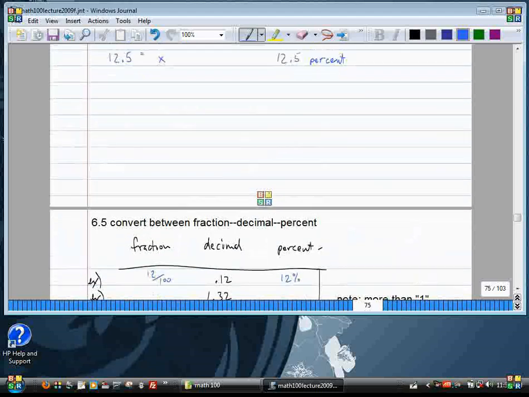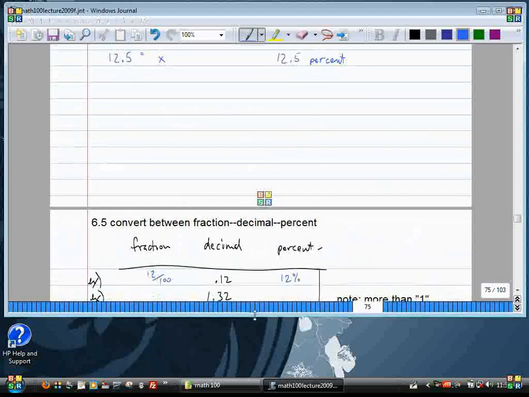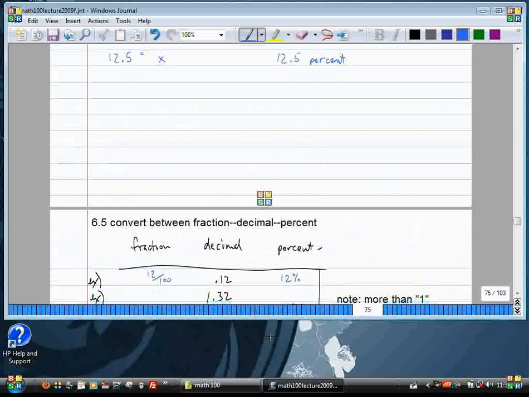What about 1.32? What is that as a fraction? 132 over 100. Because it goes to the hundredths place, so it's over 100. Now what is this as a percent?